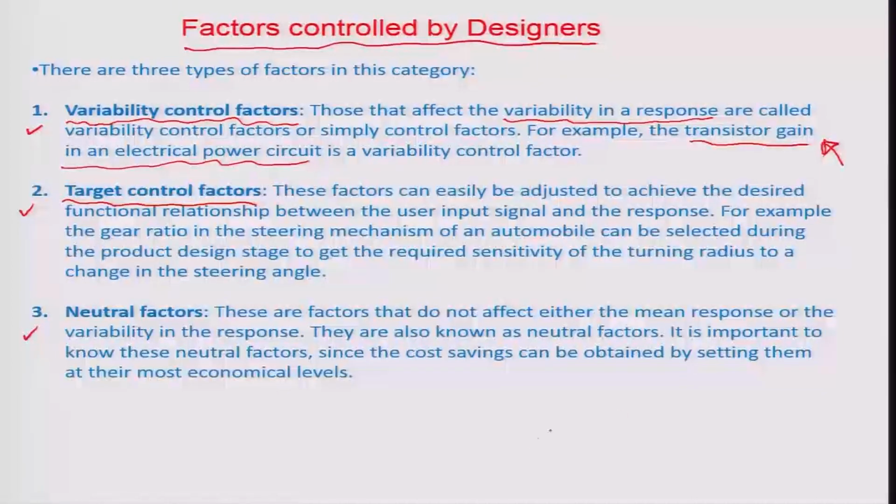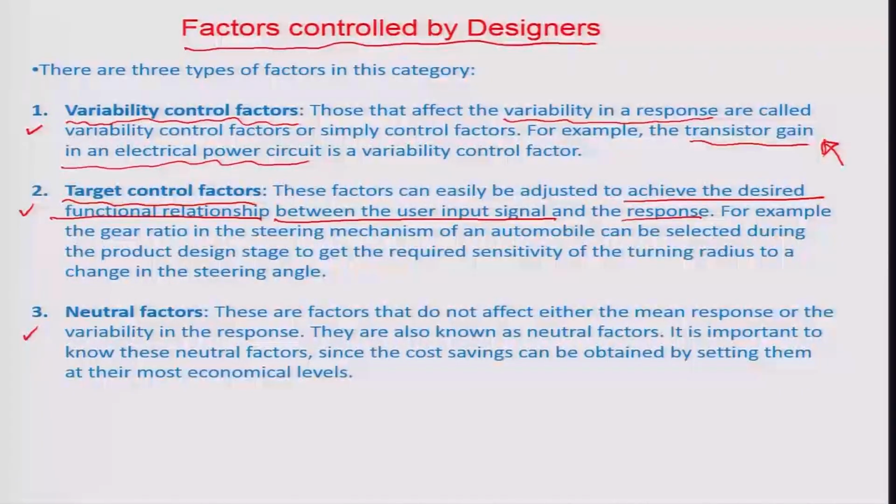So, that example we are going to see in detail, about what we mean by such variability control factors. We will also talk about target control factors. Target control factors are typically those which can be easily adjusted to achieve the desired functional relationship between the input signal and the response. Any engineering system, as you know, has a user signal which is given by user control and also a certain response output level. And so, if there is a variability in the response output level due to different causes, obviously the functional relationship between the signal and that response would change.